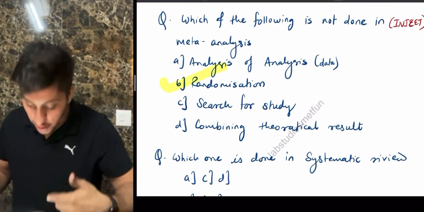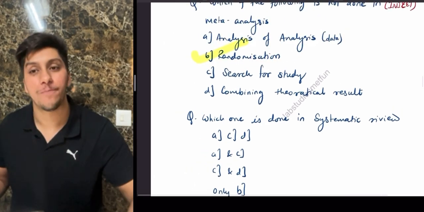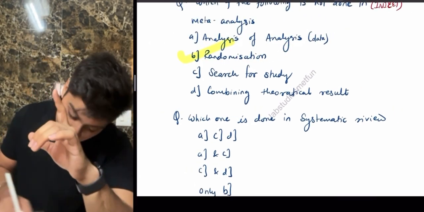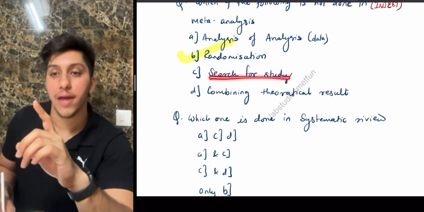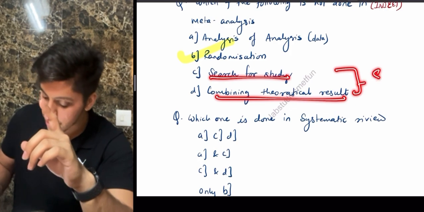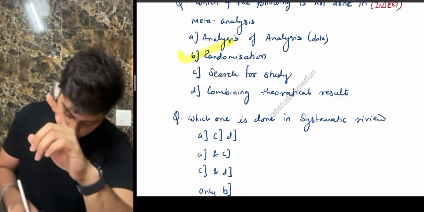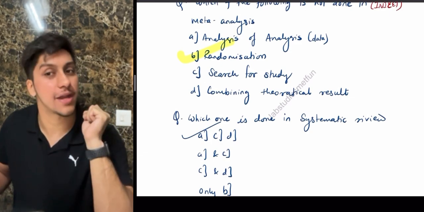Simple. Including in this similar question, if they ask you which one is done in systematic review, what all happens in systematic review? In systematic review, you will search the study and then you combine the theoretical result. Okay, these 2 are systematic review. So your answer over here is going to be C and D. If you add A, that is going to be meta-analysis.